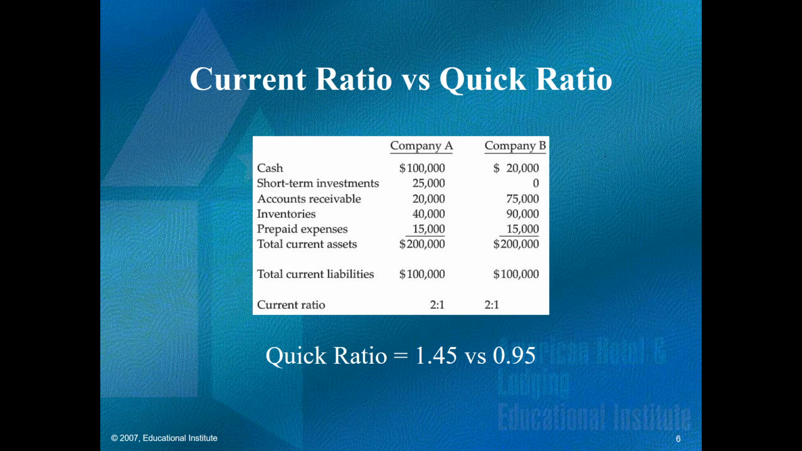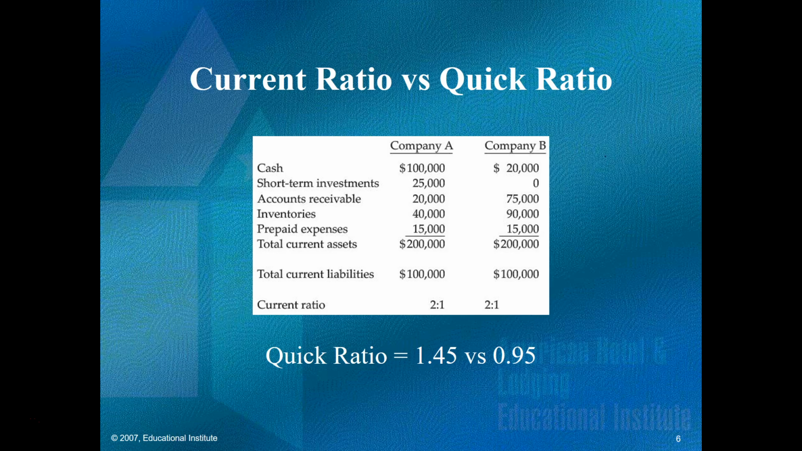All right, here we go. Here's a comparison of this one as well. Here's our current ratio. We've got two different companies. Let's talk through what the differences are in these two companies. The similarity is they both have total current assets of $200,000, and they both have total current liabilities of $100,000. So what is their current ratio?